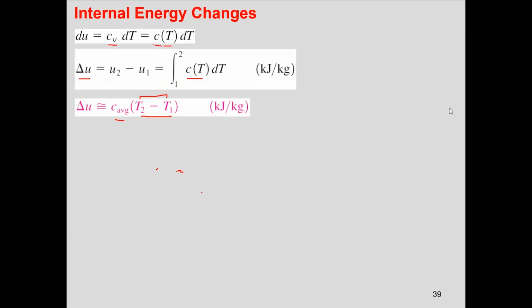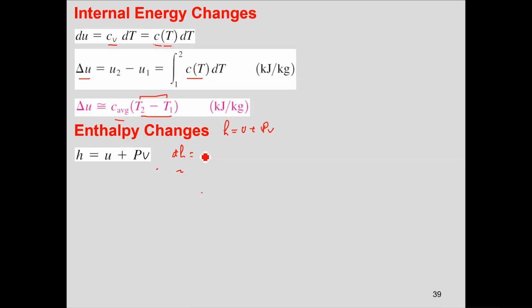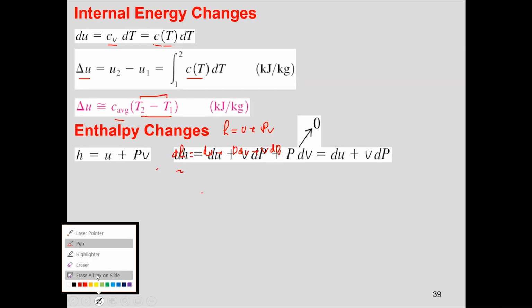Moving on towards the enthalpy. The enthalpy is defined as H = U + PV, and this is the enthalpy equation. So dH, or change in enthalpy, would essentially be dU plus PdV plus VdP. This is the equation for change in enthalpy.